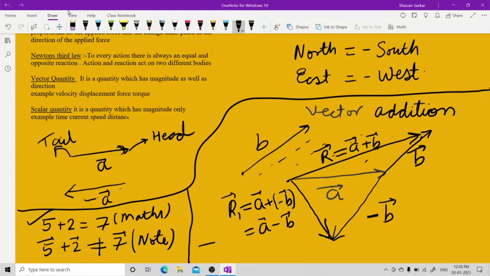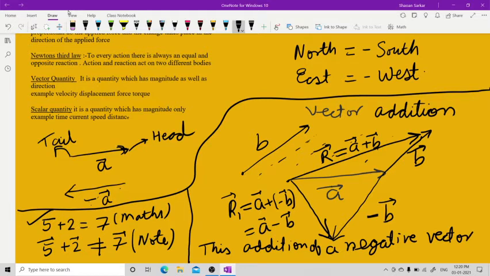Basically, this is addition of a negative vector. Remember this thing. Subtraction is basically addition of a negative vector in physics. So you have shifted this parallelly and you have joined the tail of this to the head of vector A. And when you are subtracting it, just change the direction and take the resultant in this manner.